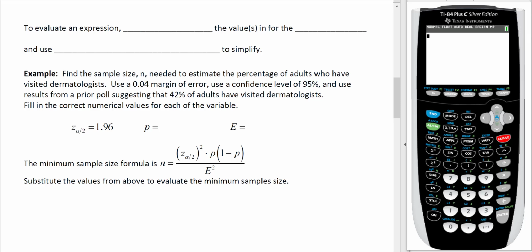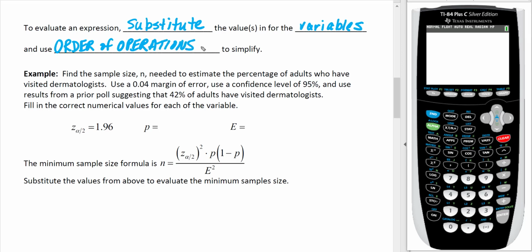In this video, we'll be evaluating an expression of the minimum required sample size. To evaluate an expression, we first have to substitute the value or values in for the variables, and then use the order of operations to simplify.